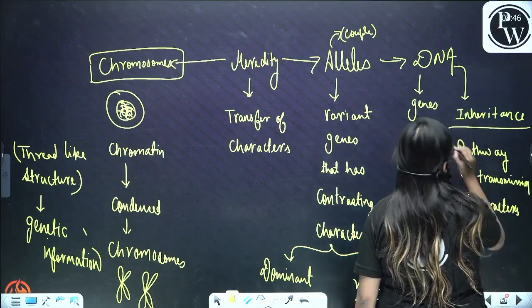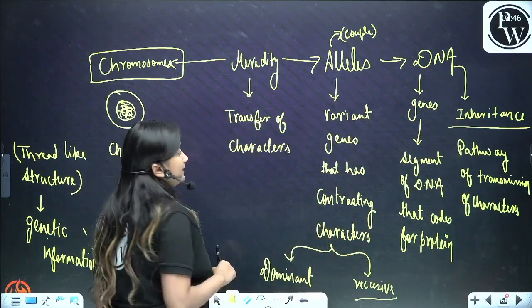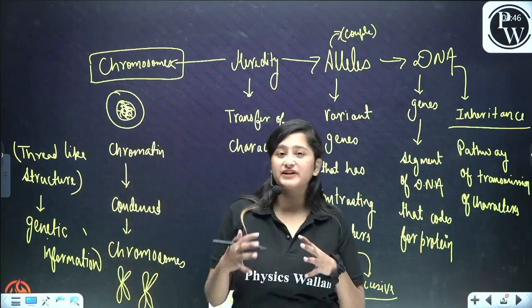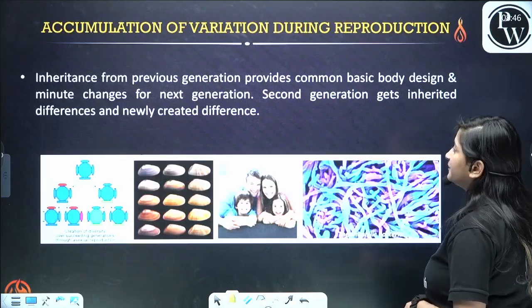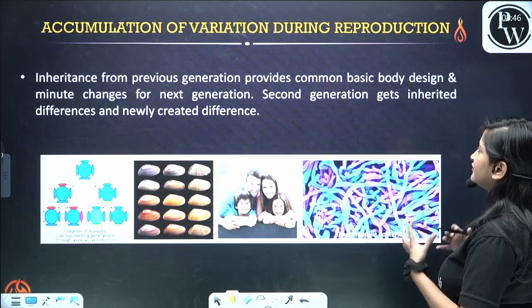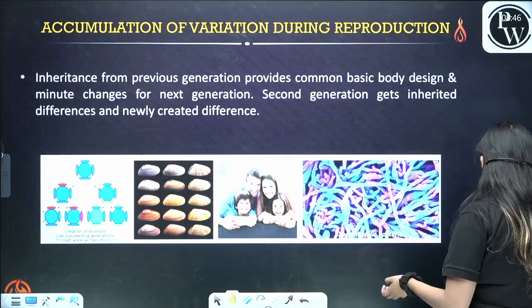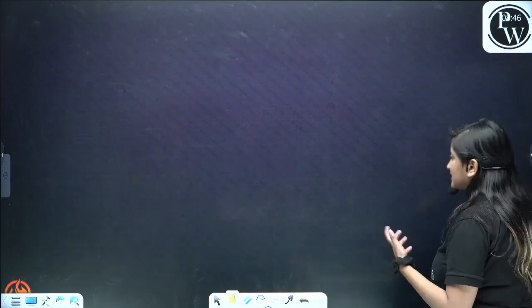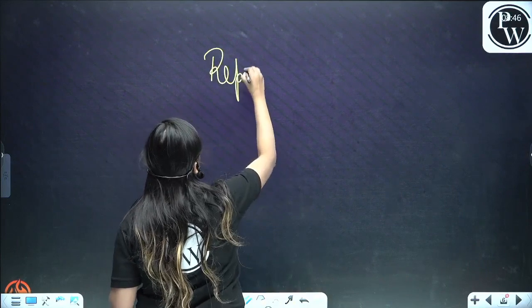It's called inheritance. Right? So these are the important terminologies which we need to see. Now let's move forward. That accumulation of variations. But before starting, during reproduction, let's just talk about the term reproduction first of all. What is reproduction?